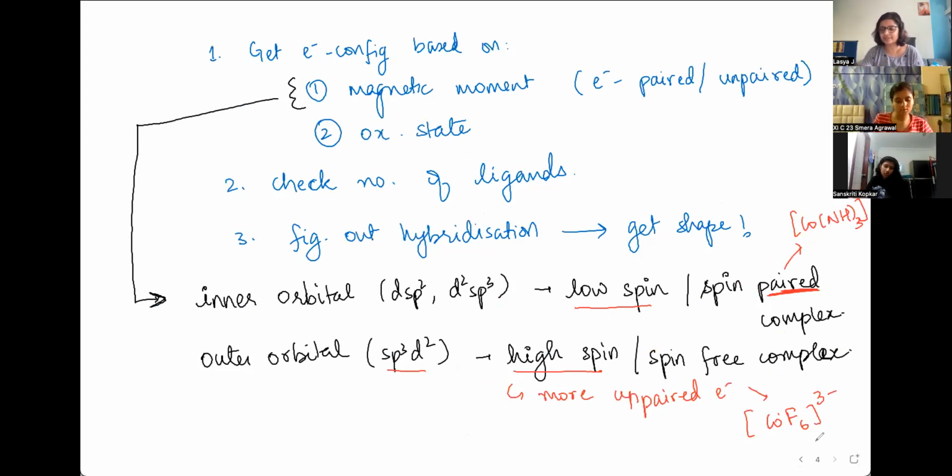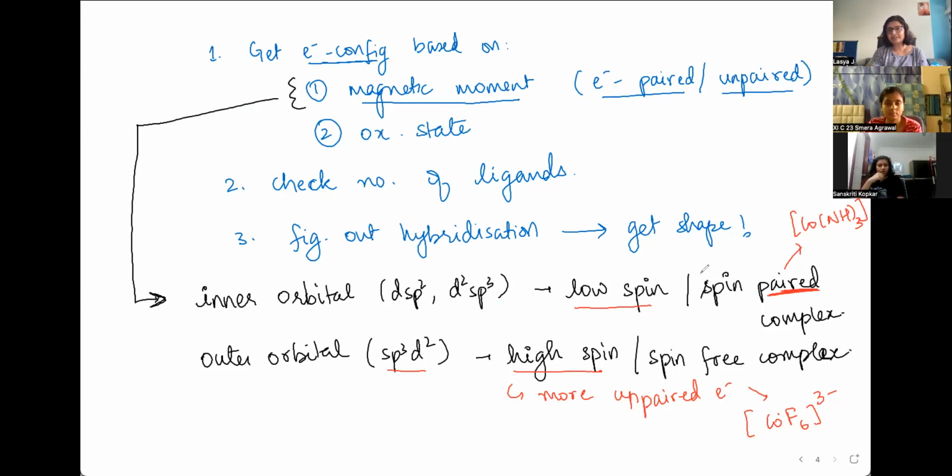So that is the difference. That's how you can figure out, oh, this is an inner orbital low spin complex, this is an outer orbital complex, because this complex will show a magnetic moment, and this will not show any magnetic moment. That's why you can get the electronic configuration based on the magnetic moment. So this will tell you whether electrons are paired or unpaired.